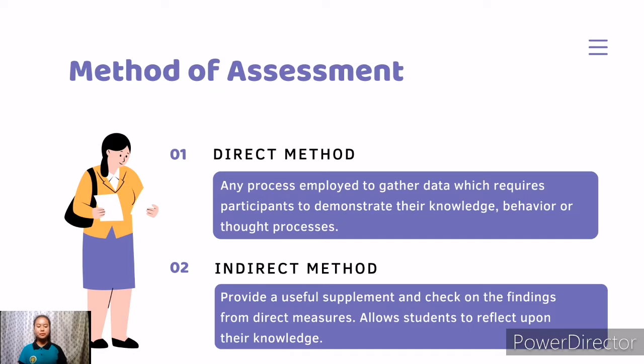dissertations, etc. Now, the indirect method provides a useful supplement and check on the findings from direct measures. So it allows students to reflect upon their knowledge. Indirect assessment is gathering information through means other than looking at the actual samples of students' work. Examples: student satisfaction survey, surveys of students and alumni, exit interviews with graduating students, reflective essays, data on placement, and other measures of post-graduation performance.